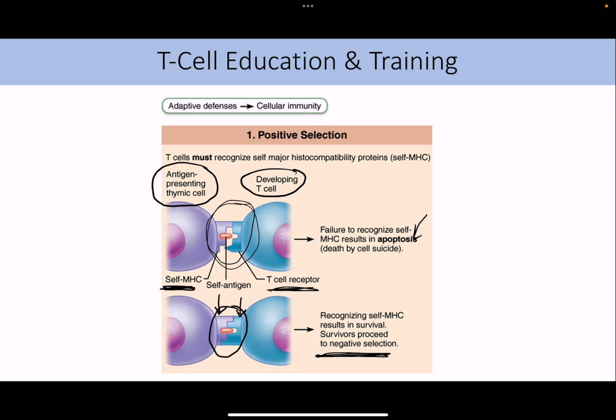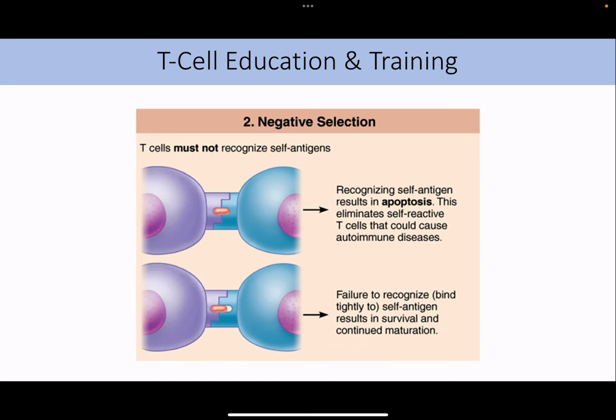All right, so that's positive selection. They have to be able to positively recognize that particular self MHC for that person that they're living within. So the next test, if they do recognize that self MHC and they're able to move on to the next test, that next test is now called negative selection.